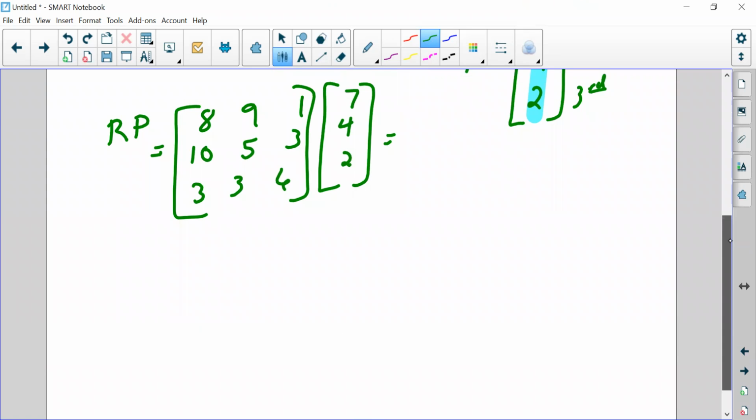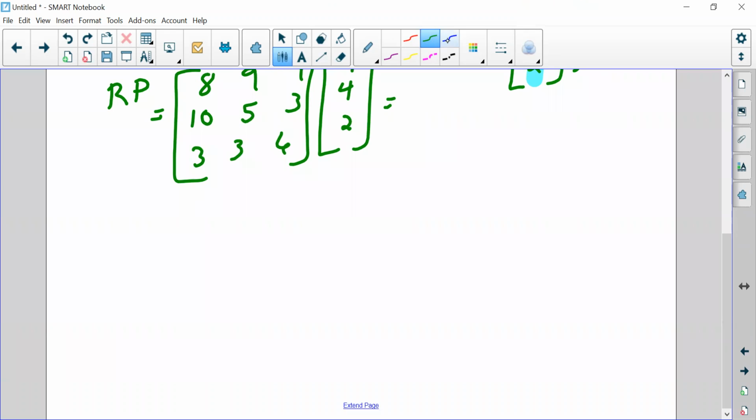So let's do that. Let's make sure. What are the dimensions of the first matrix? That's a 3 by 3. And what are the dimensions of matrix P? 3 by 1. So I can multiply it. What's my answer matrix going to look like? 3 by 1.